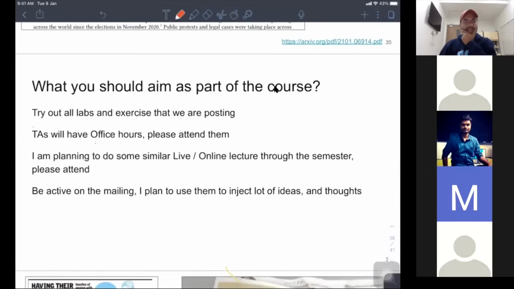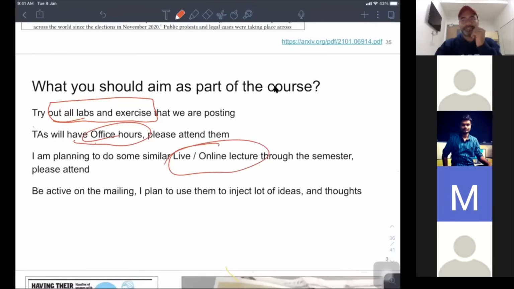So what should you aim for as part of this course? What I would request you to do is try out the labs and exercises. I'm sure you can do fairly well with just a little bit of reading here and there in these kinds of courses, because all the homeworks are going to be MCQ. The probability of getting some answers right is also higher without even knowing some topics. But please join the office hours whenever possible.